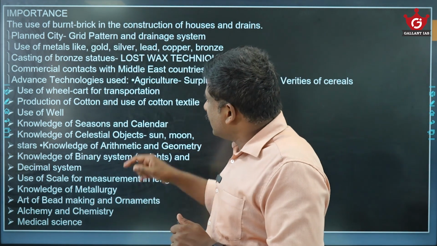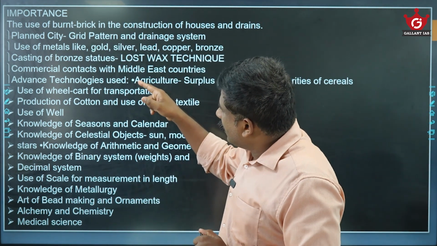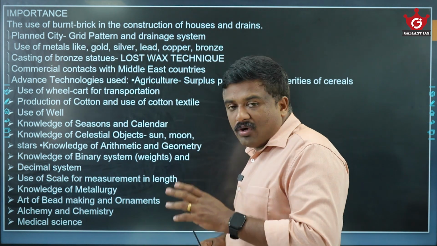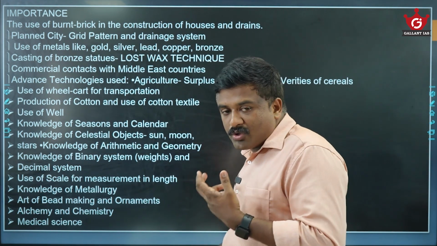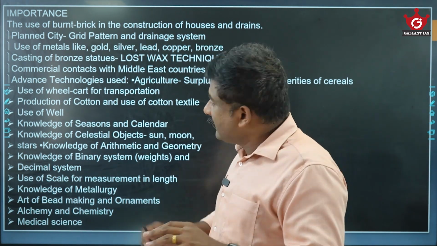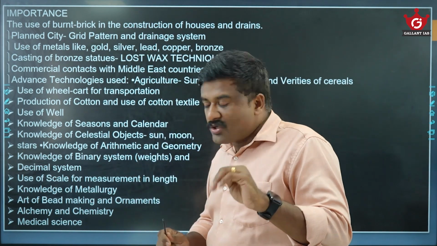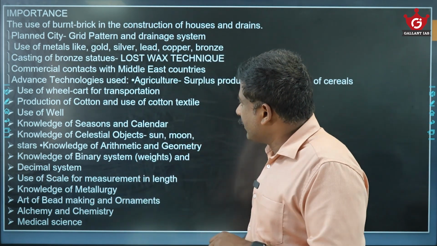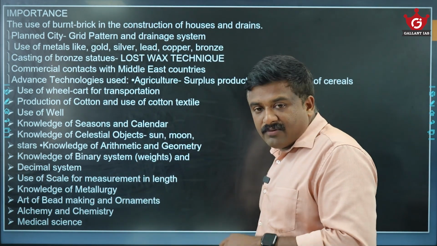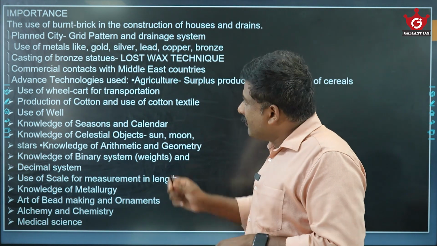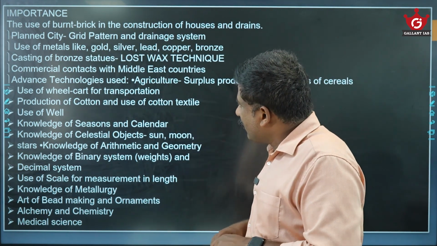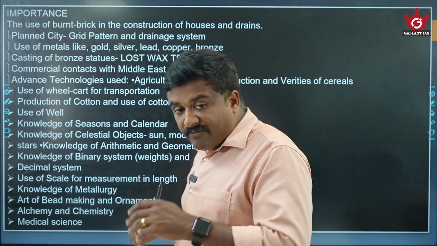And further you can see that they used different metals: gold, silver, lead, copper, bronze, etc. It's not an Iron Age civilization, but they used different metals other than iron. Then they knew bronze casting. They were advanced in metallurgy. Bronze casting was a technique they followed, or they were well aware of it.